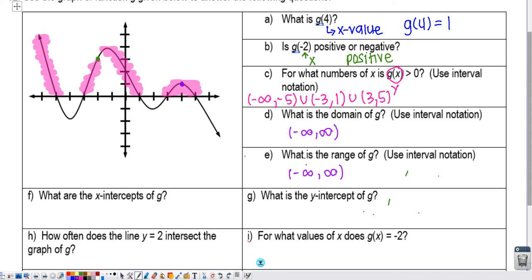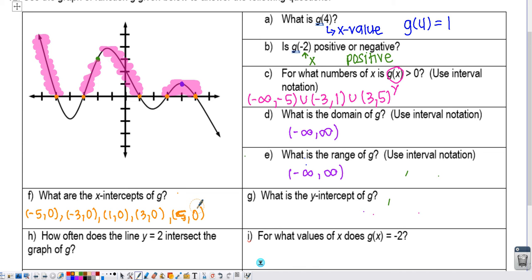Okay? Then it says, what are the x-intercepts? I will tell you, generally I use ordered pairs for these. So if you could do the same, it won't hurt either way, but I just tend to use ordered pairs. So this one's going to be -5, 0. There are a lot of them. And then -3, 0. And then 1, 0. 3, 0. And then 5, 0. Oops, that's it.